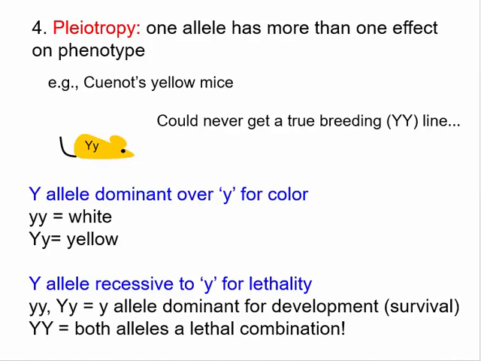Cuénot was one of the early pioneers in studying mouse genetics and this kind of heredity, and he was trying to get a true breeding line, right? Because you need a true breeding line of something to do your experiments. But he could never get that.